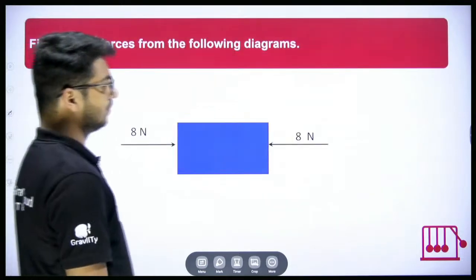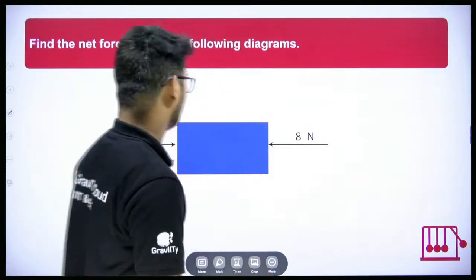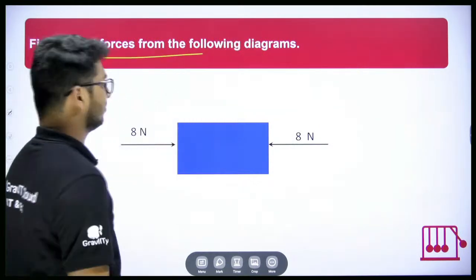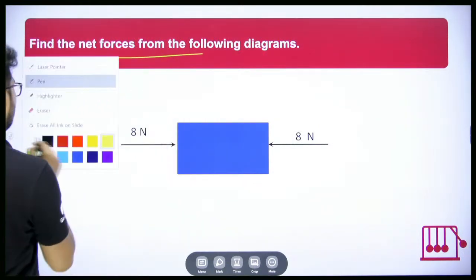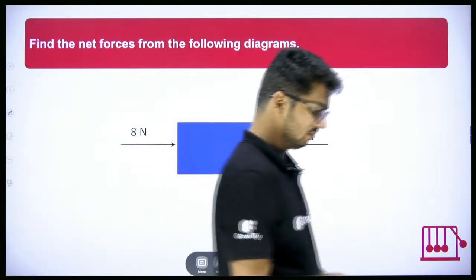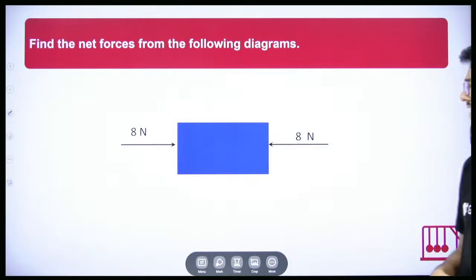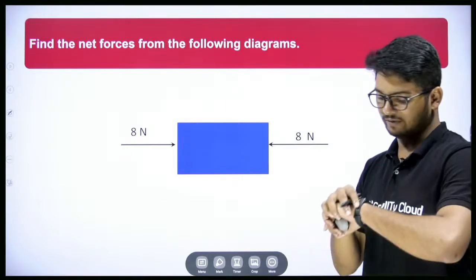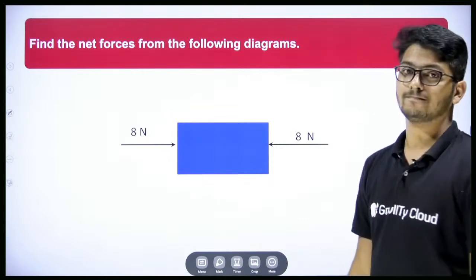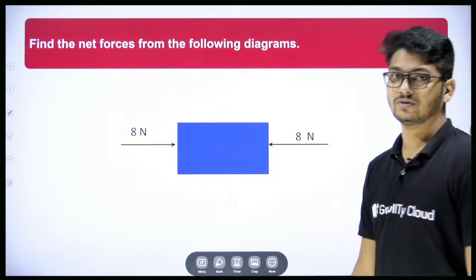So let's go into a few examples then. I'll be giving you time, so please solve it. Find the net force from the following diagram. This is the diagram. What is the net force? Everyone, 10 seconds should be enough to solve it. What is the net force?